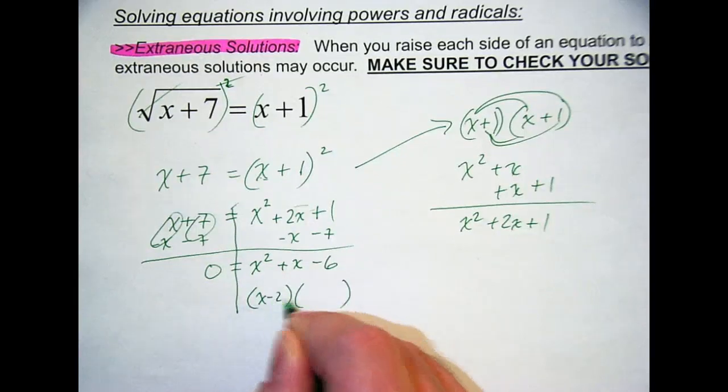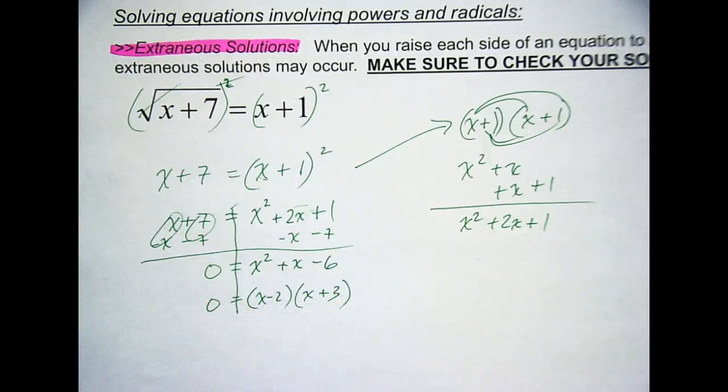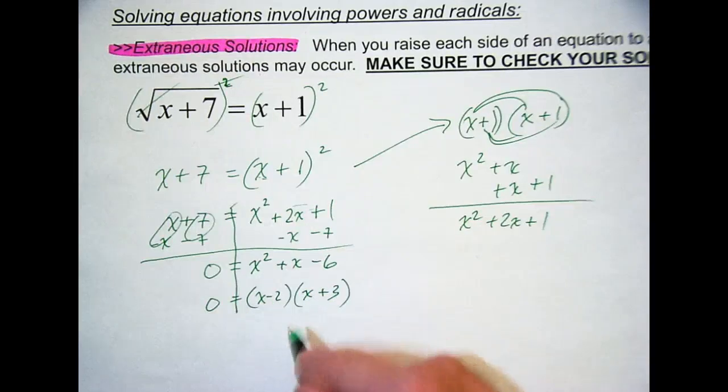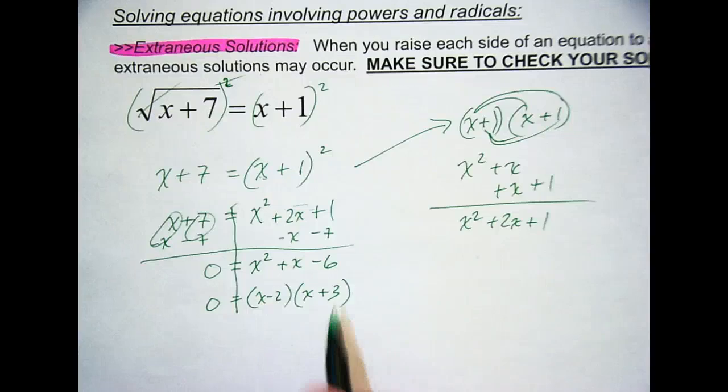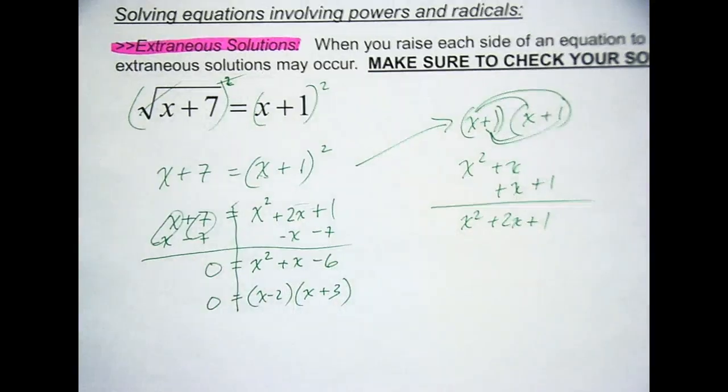X minus 2, x plus 3. Now, for those of you sitting there going, huh? That's a bad thing at this point because you should know how to factor now. And this is an easy factoring problem. Two things that multiply to make negative 6, add to 1. Okay? So I expect that you can factor.